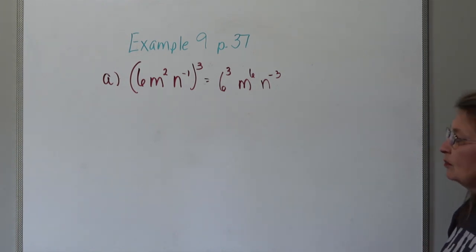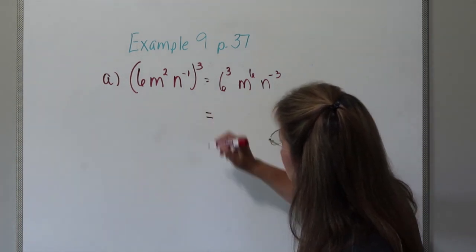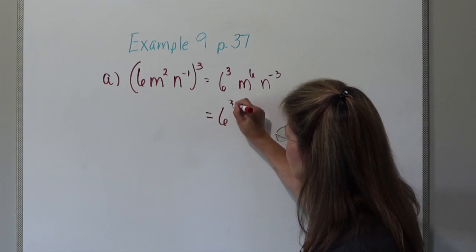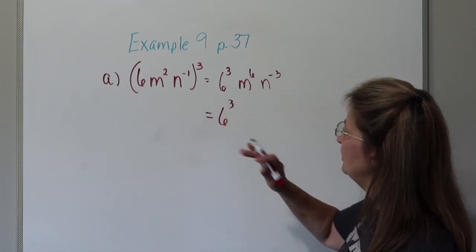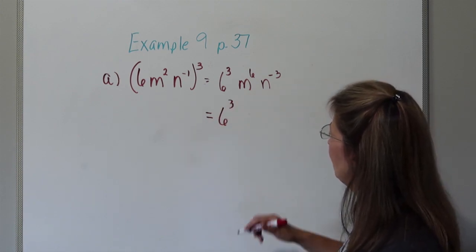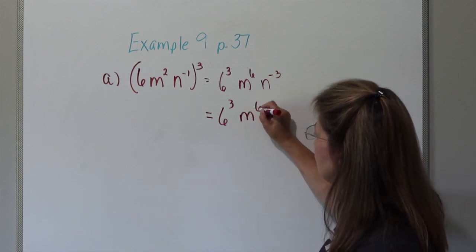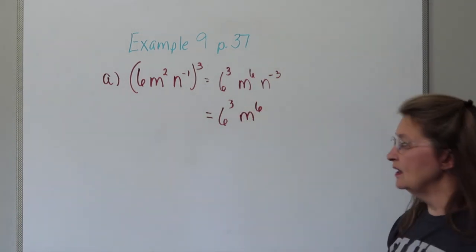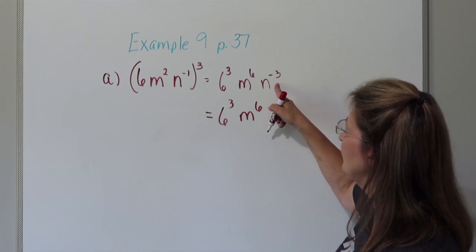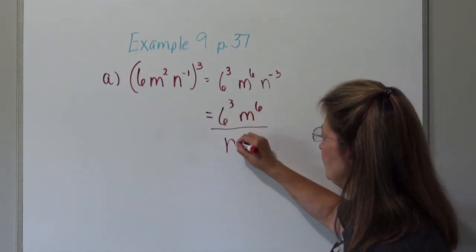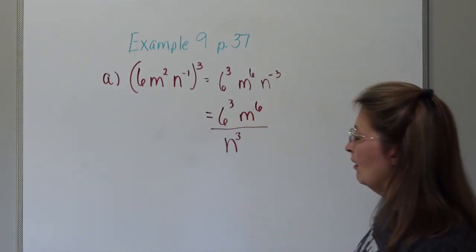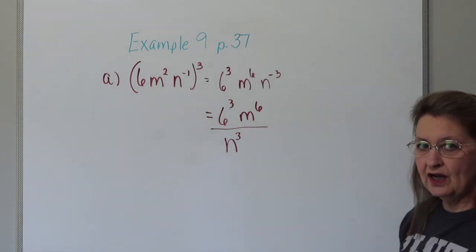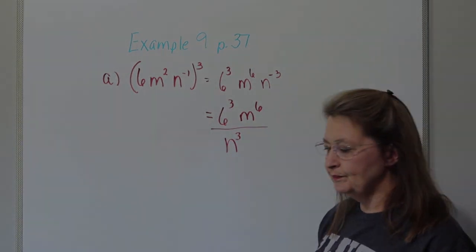Now let's clean this up a little bit. 6 to the 3rd power, we're just going to leave that here right now. You can do that on a calculator if you want to simplify that. M to the 6th is fine, just like it is. But you don't like to leave a negative exponent, so what you'd want to do there is put your n on the bottom, and the exponent changes from negative to positive.